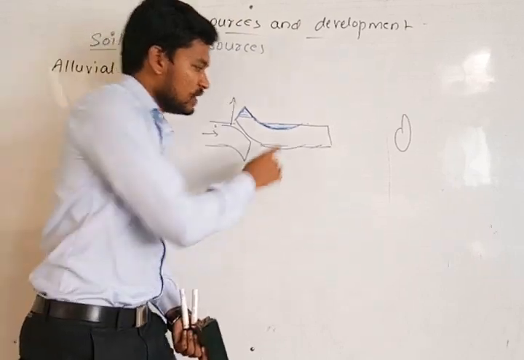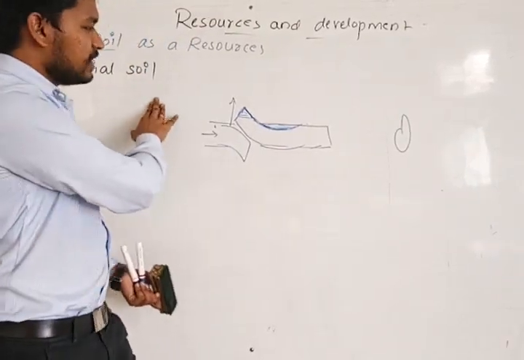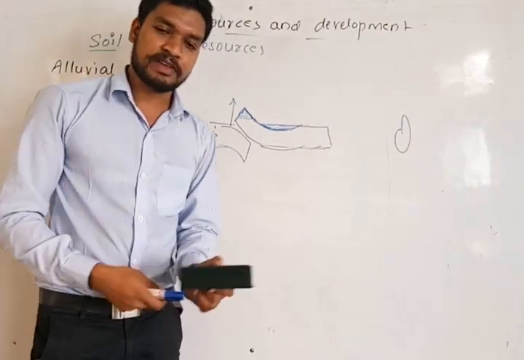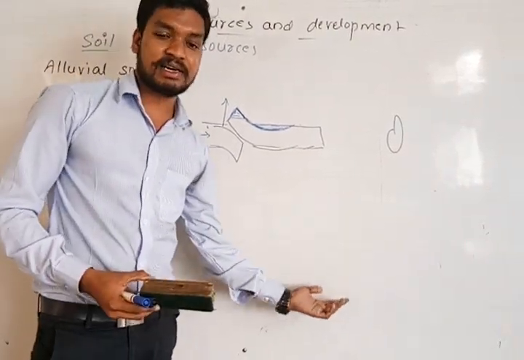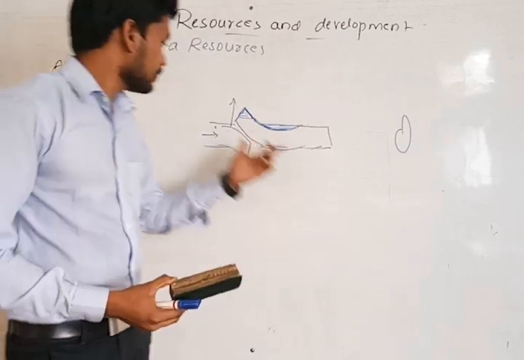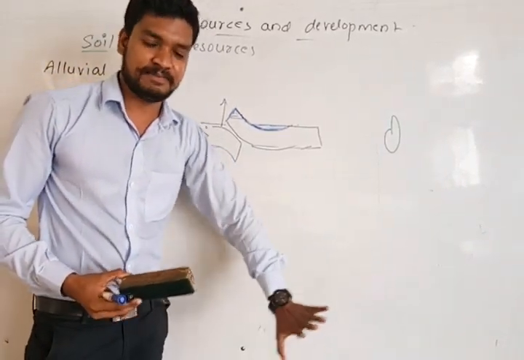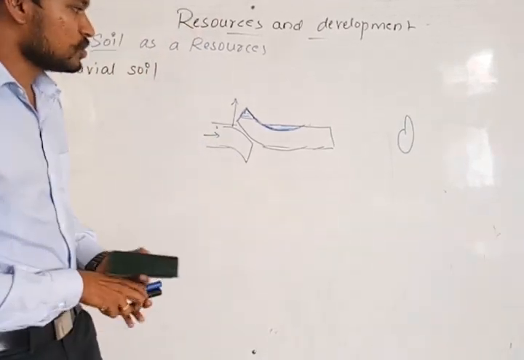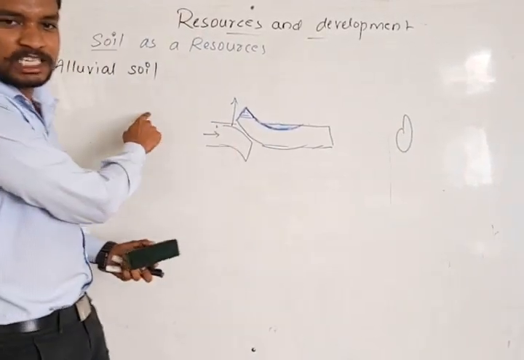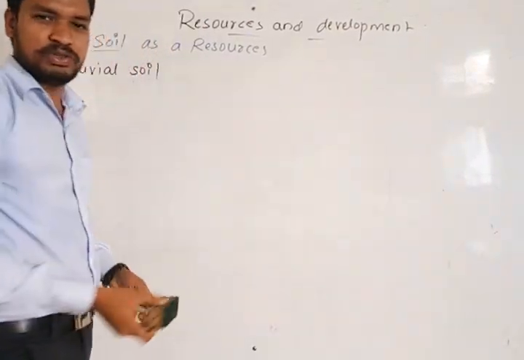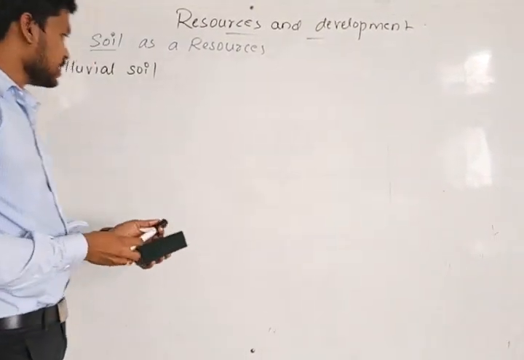Not only here, we can see this alluvial soil on the banks of rivers in the southern part also, like the rivers Godavari, Ganga, Krishna, Kaveri. There we can see this alluvial soil at the mouth of a river, in the delta region. We'll discuss that. So now you have understood how this alluvial soil is formed. Then we'll go to the next step. This is the basic you should know, how it has formed.